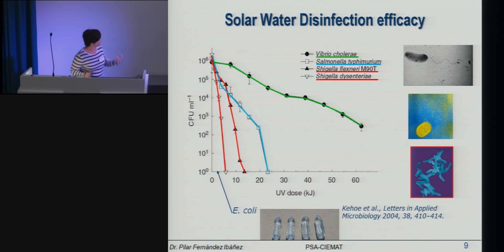So this picture is just to show that E. coli is a very easy target. E. coli can be treated with UVA. When I say UV, it's UVA, of course. Sorry, some graphs only say UV. It's solar UVA dose. So with this UVA dose, you can see that E. coli is very sensitive to the treatment, but other microorganisms like Shigella, Salmonella typhimurium or Vibrio cholerae are more resistant.